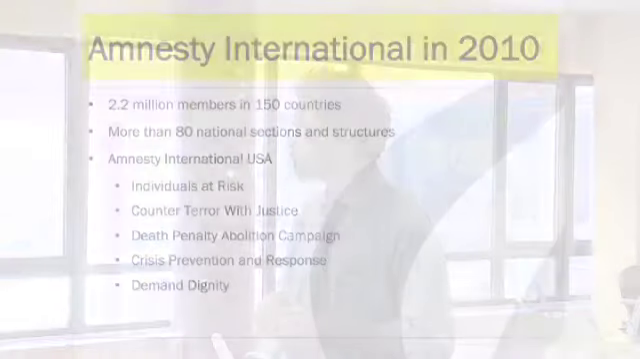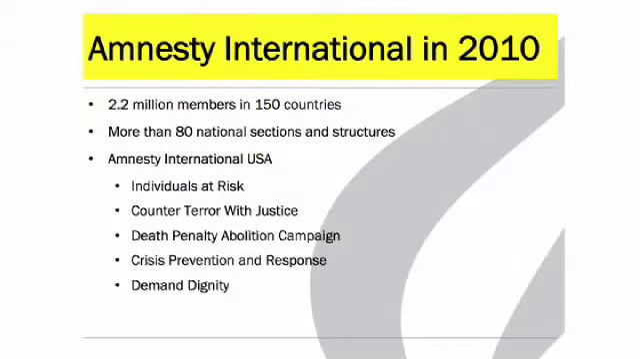Where are we now? We're the biggest membership-based human rights organization, with 2.2 million members in 150 countries around the world. We're organized into national sections. So I work for Amnesty International USA. There are 80 organizations like that. And here, I won't read them all, but those are the current campaigns that AIUSA is working on.